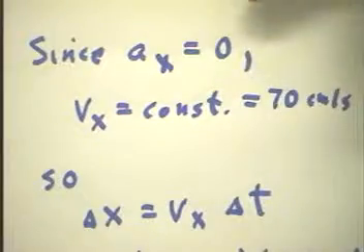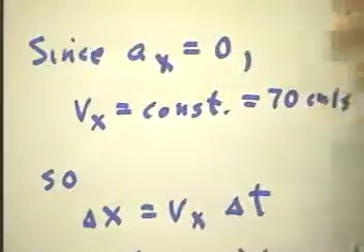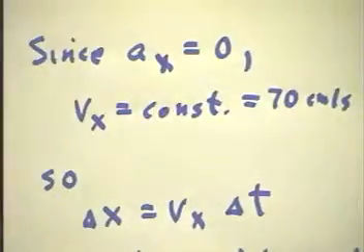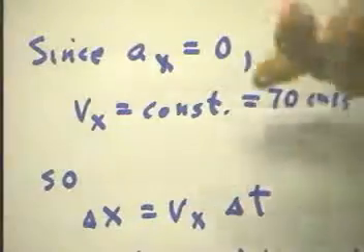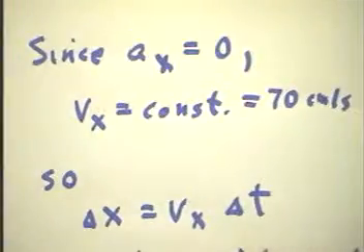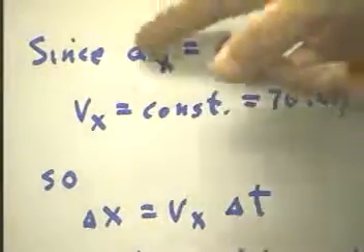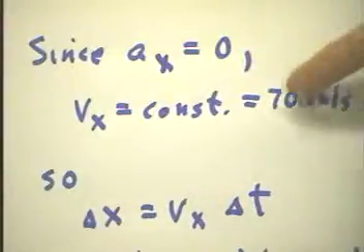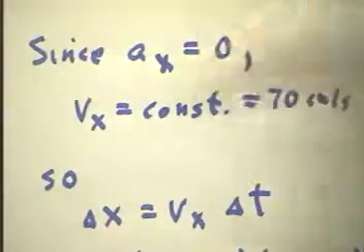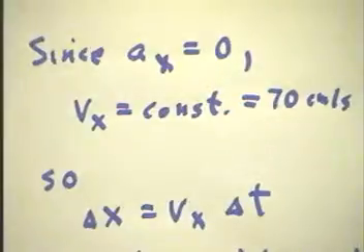We have no acceleration in the x direction because there's no force acting this way or this way, except a negligible amount of air resistance and a few other even more negligible forces. So the x velocity is going to be constant since the acceleration is 0, and since it starts at 70 centimeters per second, it's going to remain at 70 centimeters per second.